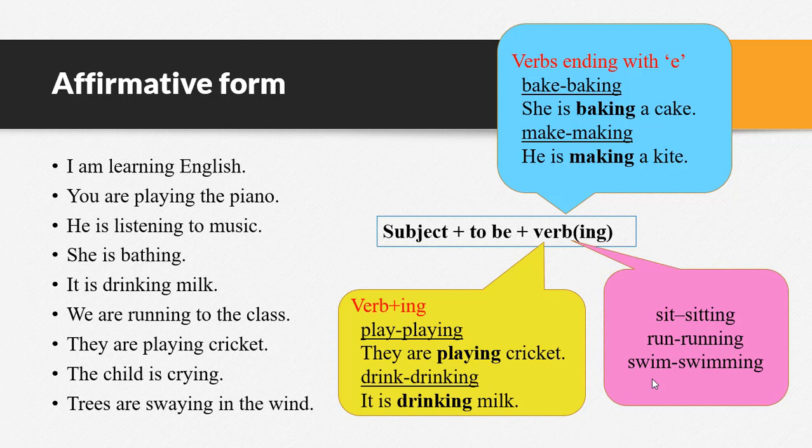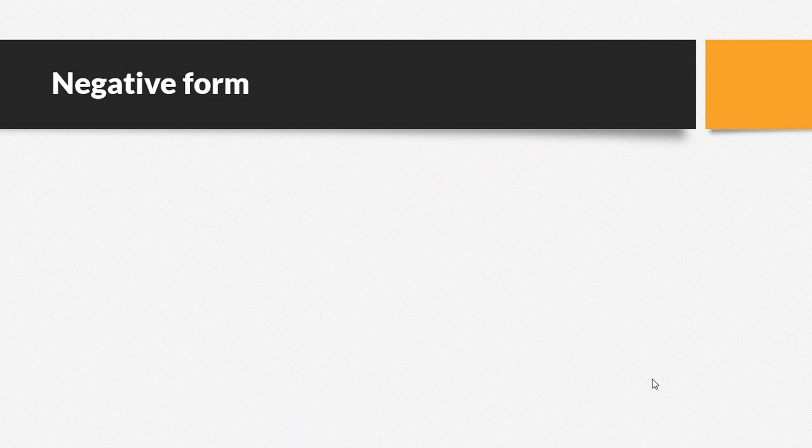Okay, let's move to the next form. That is the negative form. You know what negative means, where you use the word not. Look at this sentence. I am learning English. That is the positive sentence or the affirmative you made earlier. Now let's see how we can make that negative. I am learning English. Subject plus be verb plus ing.